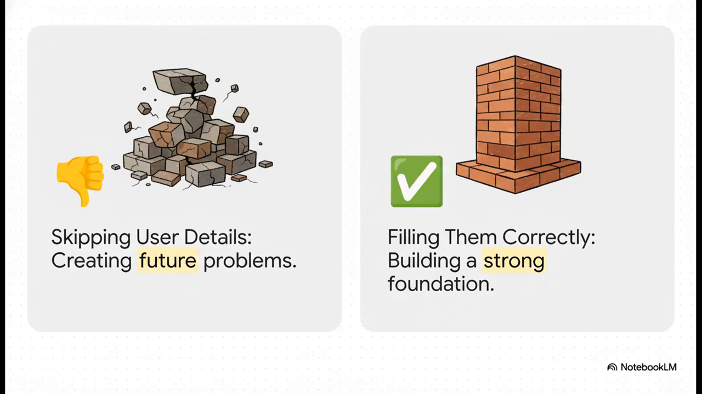At the end of the day, this all boils down to a huge shift in mindset. When you skip those user details, you're not actually saving time. You're just kicking the can down the road. You're creating technical debt and a headache for your future self, or for someone else on your team. But when you take a few extra seconds to fill them in correctly from the start, you're actually building a robust, intelligent, and compliant foundation that benefits the entire organization.